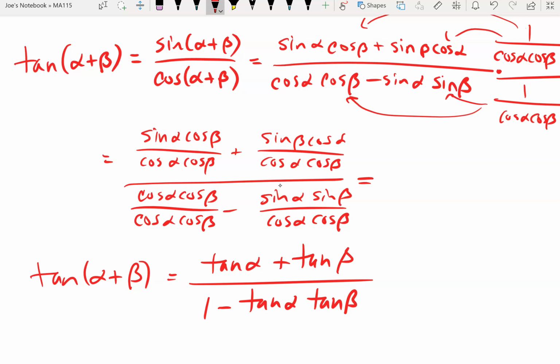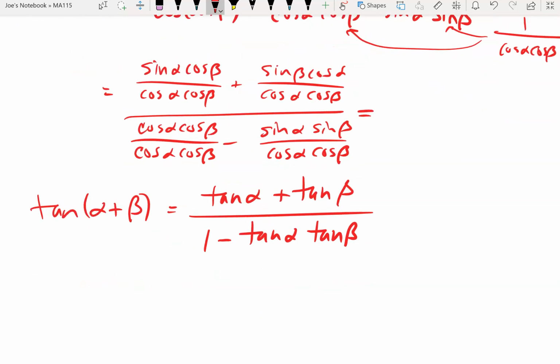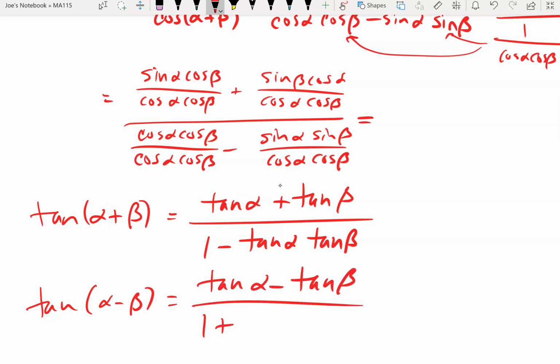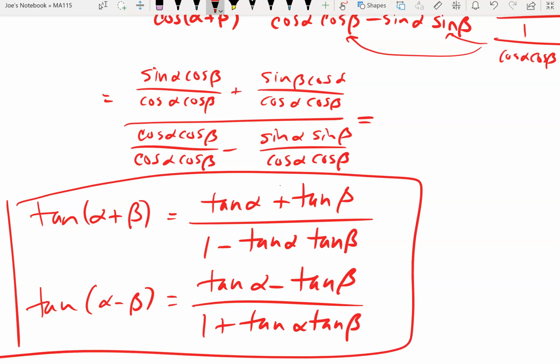When you do the difference formula, it has the same format. You just flip the signs. So it's tangent of alpha minus tangent of beta over 1 plus tangent of alpha tangent of beta. So that is the sum and difference formulas for tangent.